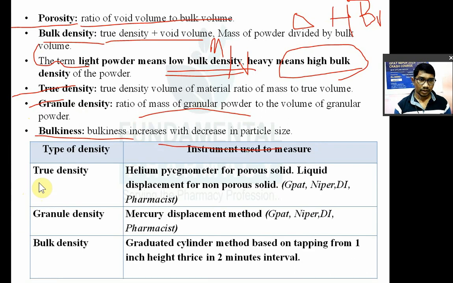Types of density again. What is the true density? We have told you: mass upon true volume. Now how to calculate the true volume? Because bulk volume includes interparticular space plus void volume, true volume is bulk volume minus void volume. And mass upon true volume is the true density. True density is measured by the helium pycnometer.